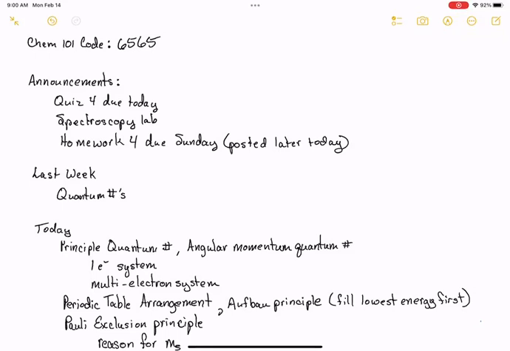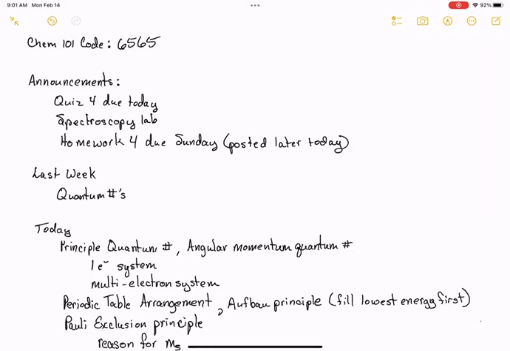What we'll be doing today is building on what we were discussing last week, which was quantum numbers. Basically, the observations and the principles that various scientists developed led to Schrodinger developing an equation that predicts the most probable location for finding an electron. And this equation produced 3 quantum numbers. That was the principal quantum number, the angular momentum quantum number, and the magnetic quantum number.